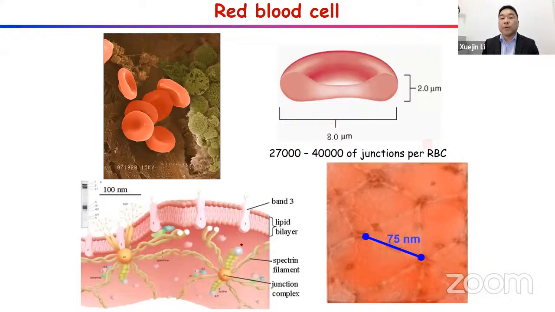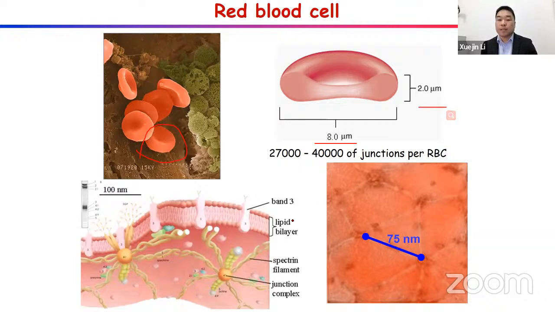And also we know the blood comprises blood cells suspended in blood plasma. And the blood cells include red blood cell, white blood cell, and platelet. And a normal red blood cell has a biconcave shape. So it looks like a donut without a hole in the center, like this shape. And its diameter is around 8 micrometers, and its thickness is about 2 micrometers.